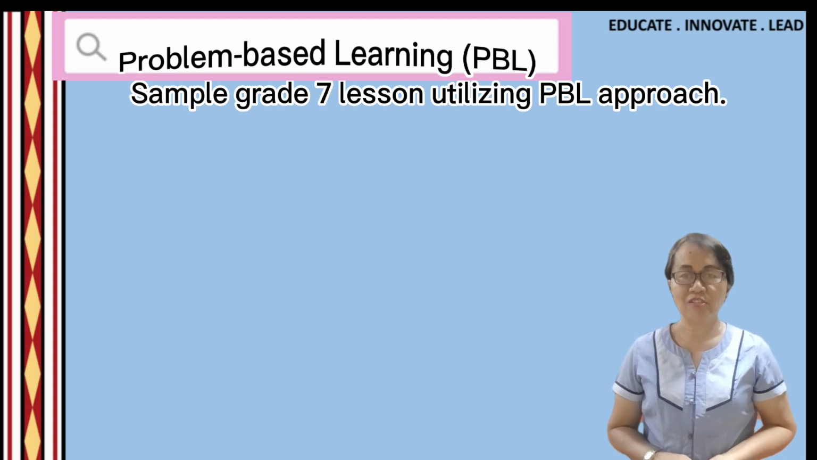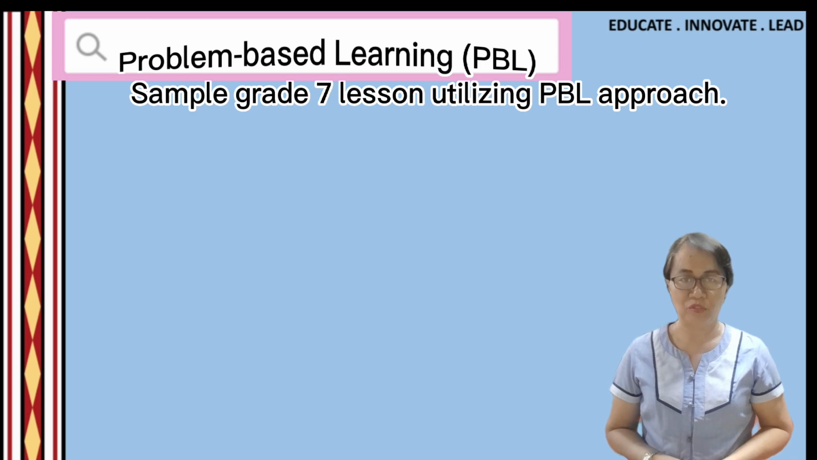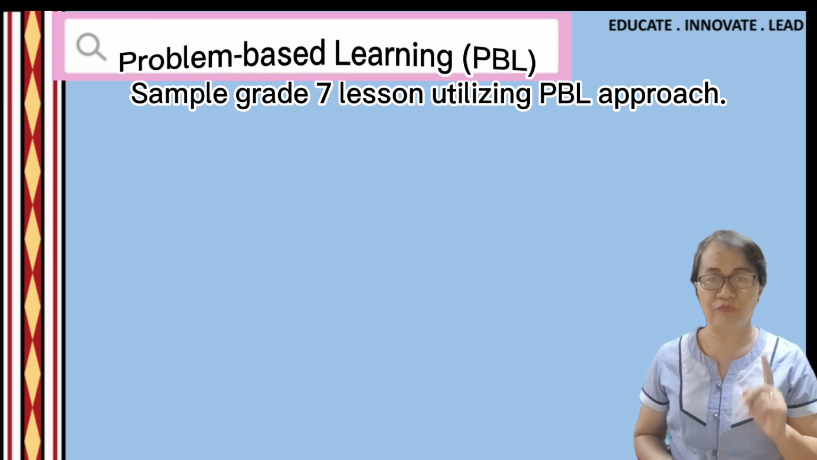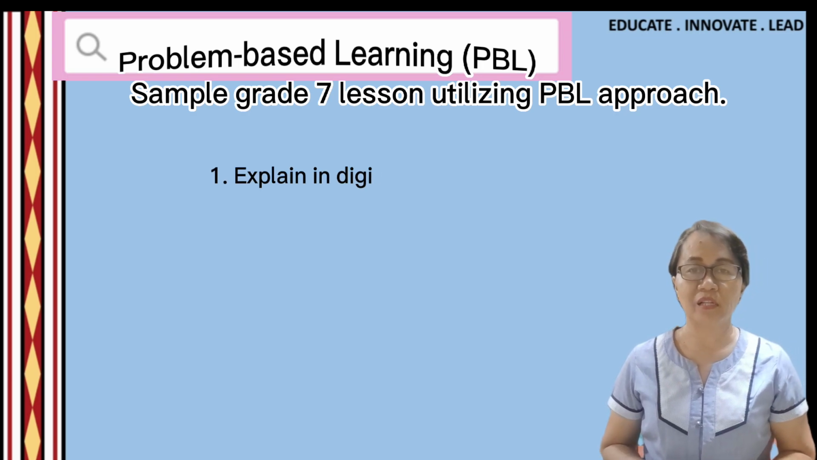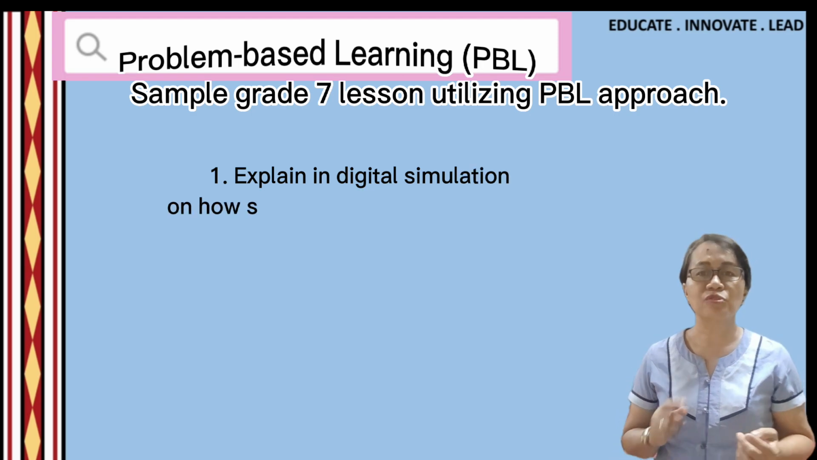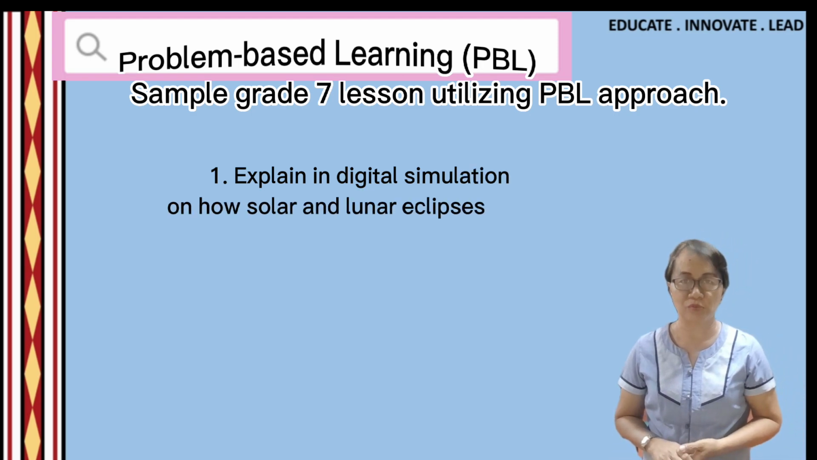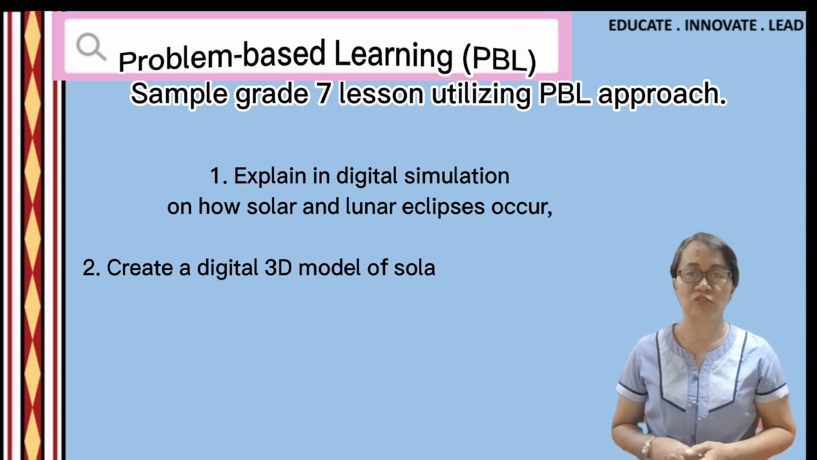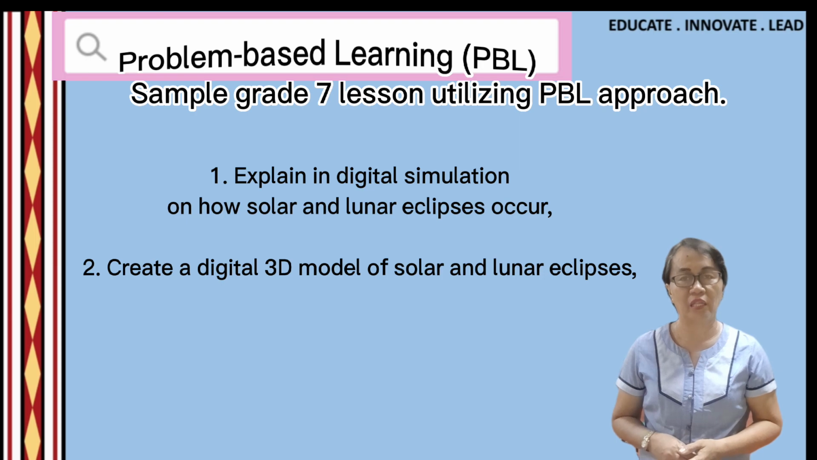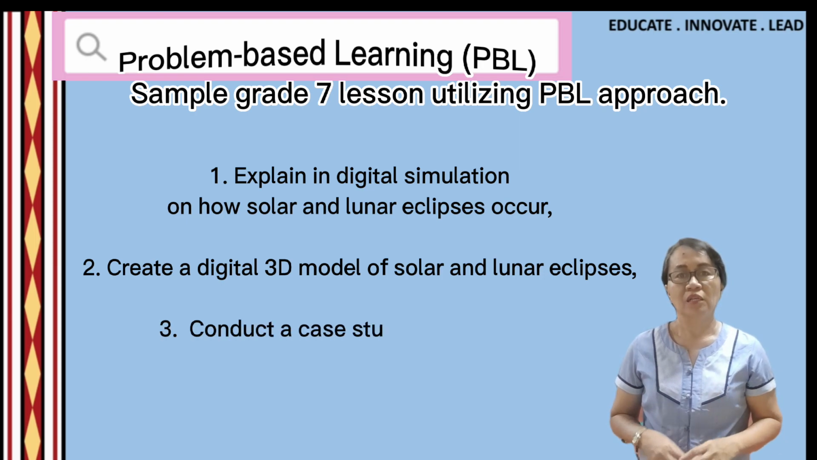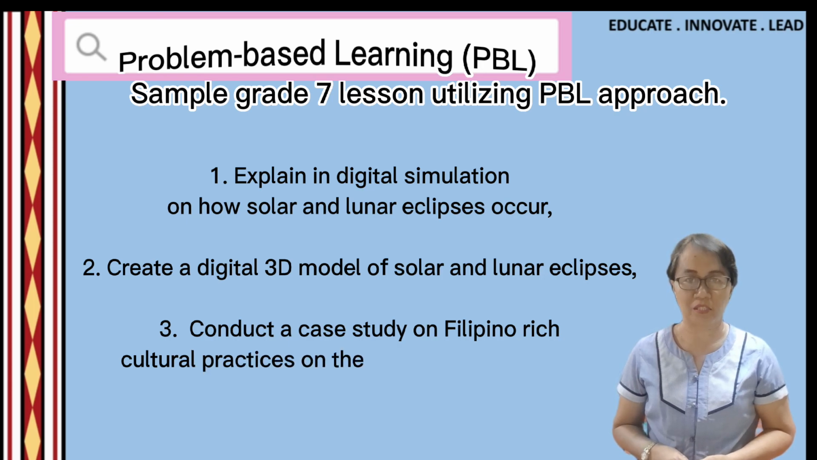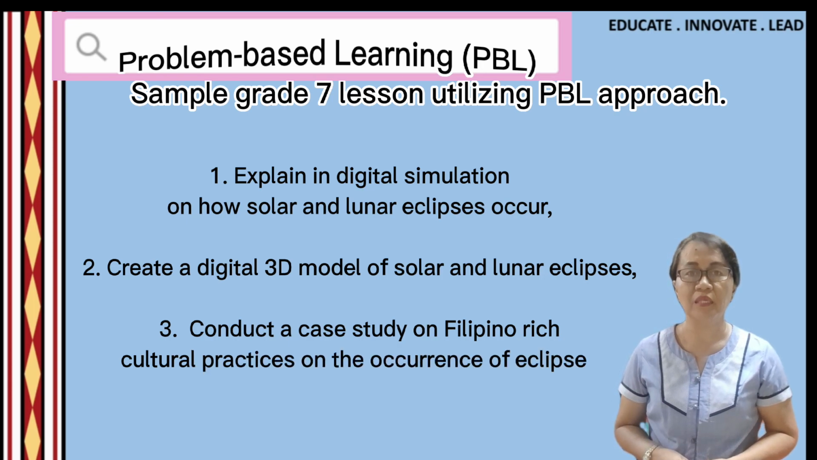Sample Grade 7 lesson utilizing the PBL approach. At the end of the lesson, the learners should be able to, first, explain in a digital simulation how solar and lunar eclipses occur. Second, create a digital three-dimensional model of solar and lunar eclipses. Third, conduct a case study on Filipino rich cultural practices on the occurrence of eclipses.